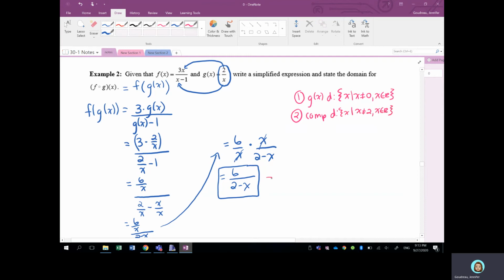So our final domain for our composite is going to be the domain that is common to these, which is the set of all X such that X cannot equal 0 and 2. Otherwise, X is an element of the reals. So there we see that the 2 restrictions end up coming together to create one domain.